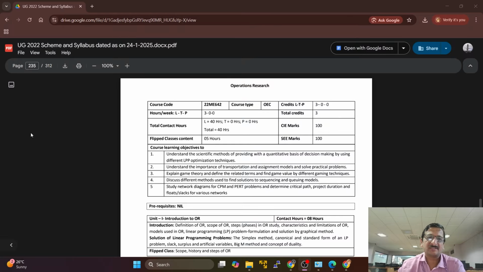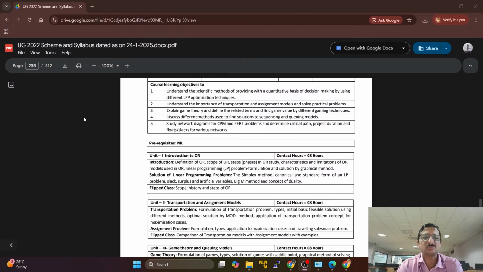Okay, so in the first unit, we have the introduction to OR, where we talk about the definition of OR, its scope, and the phases. So what are the limitations, characteristics, and models used in OR, and we'll talk about linear programming. Then, next in the first unit, we'll talk about the solution of linear programming problems.